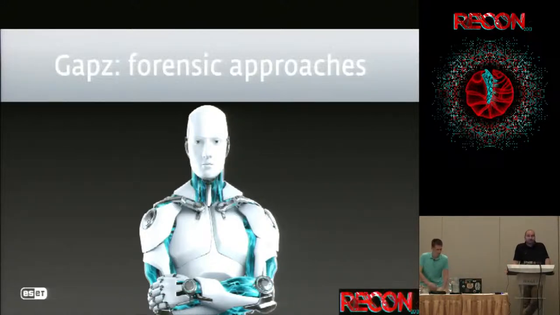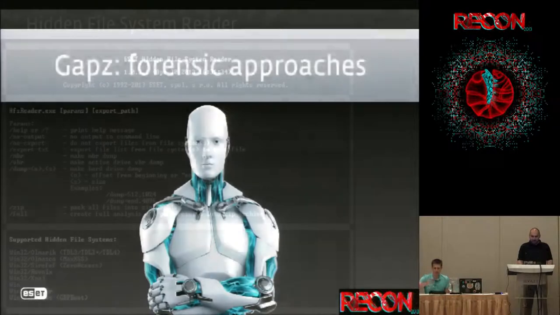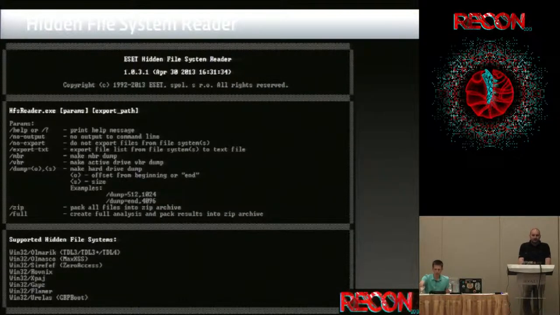Yeah, Gapz is a really interesting threat, and we have already researched it for a few months and prepared a special tool for forensic analysis of this threat, because it's not easy for forensic engineers to extract the hidden file system and the files with C&C domain names and shellcode modules. To extract the hidden file system files, you need to reconstruct the full structure of the hidden file system and the encryption algorithm. Last year at REcon, we already presented a hidden file system reader. It's a special tool for extracting the hidden file system of most known bootkits and other threats which use a hidden file system partition or hidden containers. This tool can extract Gapz and all known bootkits.